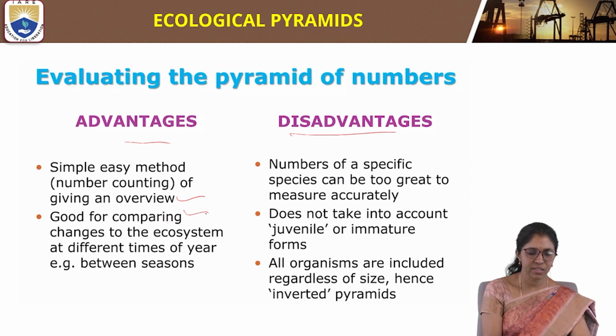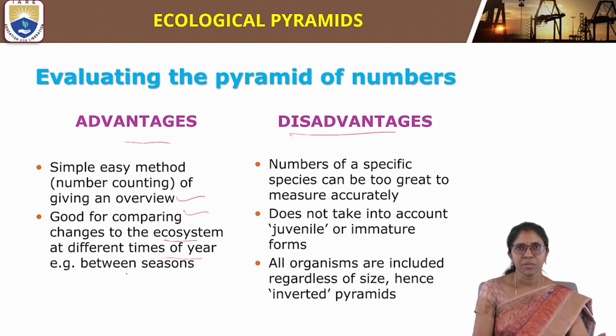It is good for comparing changes to the ecosystem at different times of year. So we have different times in a year, between seasons, as seasons are changing in a year. So the pyramid of numbers is a good and better method for comparing changes to the ecosystem at different seasons in the year.